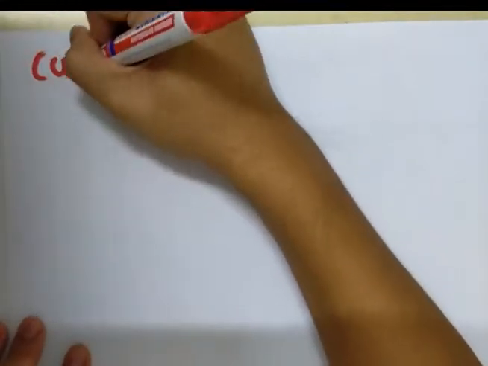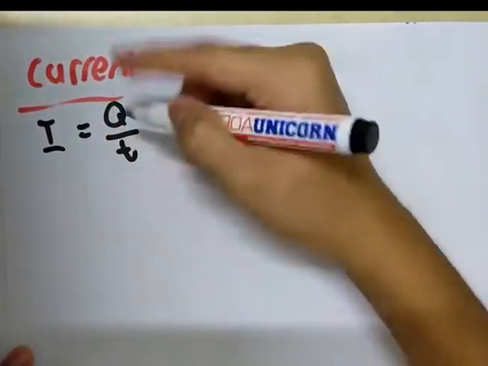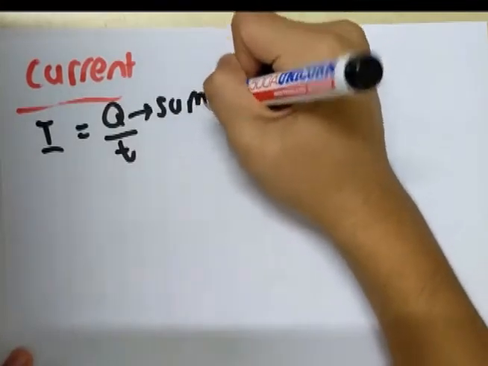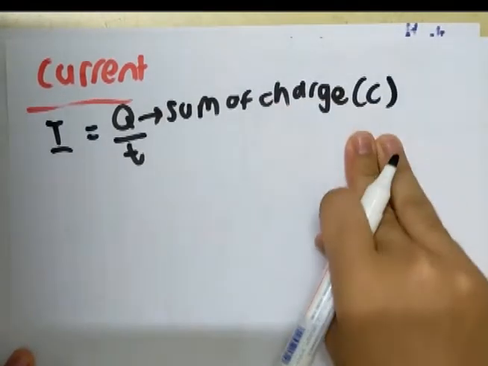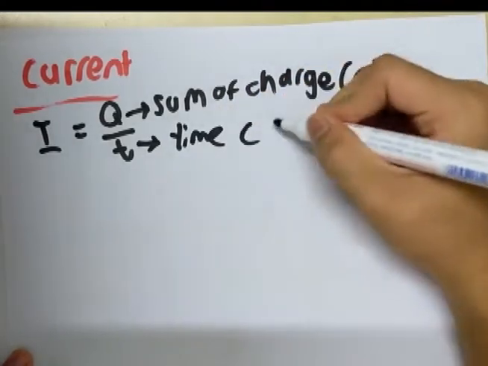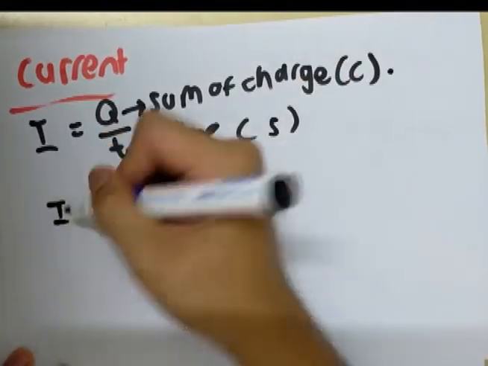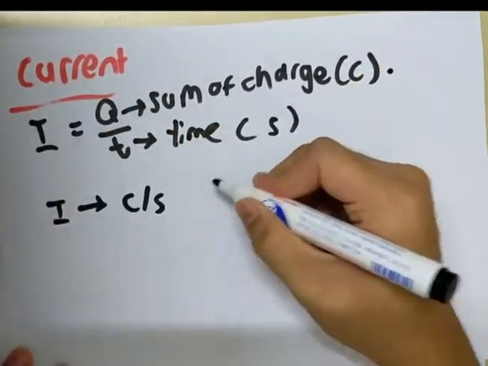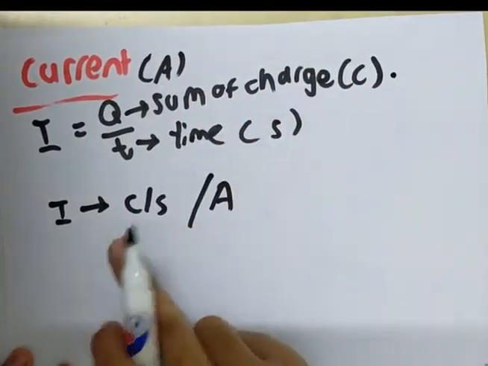Next thing you have to know is current. The formula for current is I equals Q over t. What you have learned just now is that Q is the sum of charge. The unit will be C, because it's charge. Time, the SI unit will be seconds. So as you see, C over s, so your I unit will be C per s. And also current is ampere, so C per s or ampere.